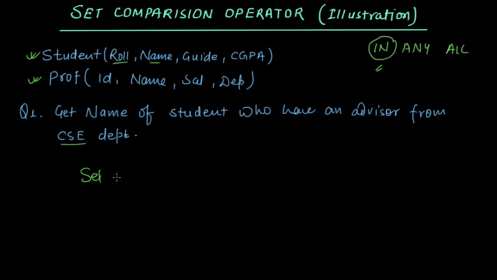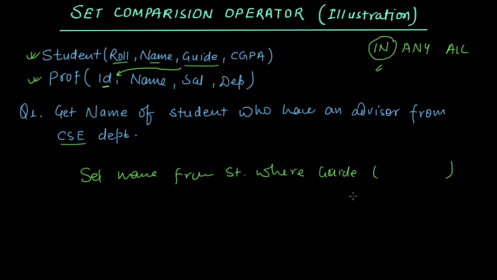So I'll have to do select name from student where this guide is an ID of professor, right? This guide is referring to the ID of professor. So where guide, and then we have to employ some condition, right? So we will use the IN operator, and we will write guide in, and then the set, some set, right?